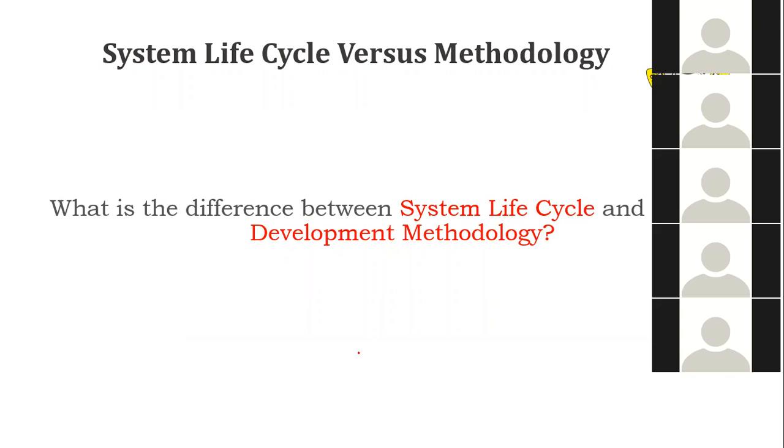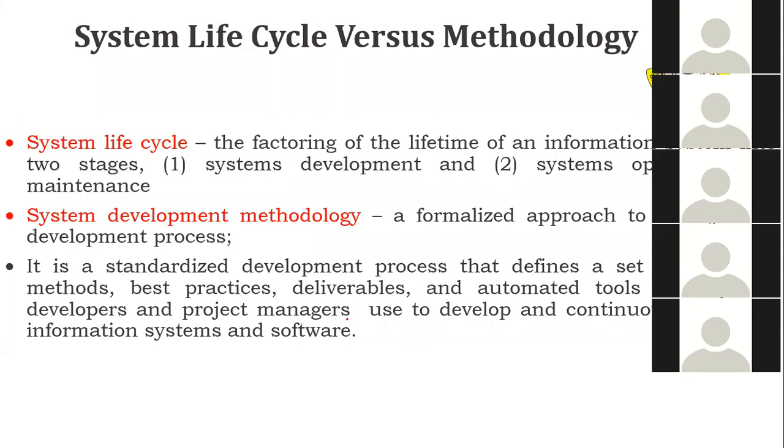We come to another term that is going to be quite popular in this course unit, which is system life cycle and methodology. So we're going to encounter the two terms quite a bit. The first one, what is the system life cycle? When we're looking at the system life cycle, we're looking at the system development and then the system's operation and maintenance. Those are the basic two parts of a system life cycle.